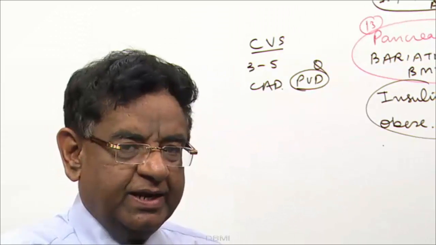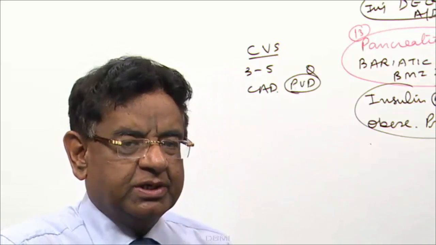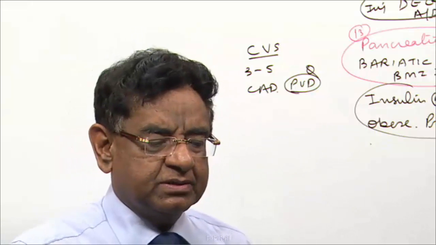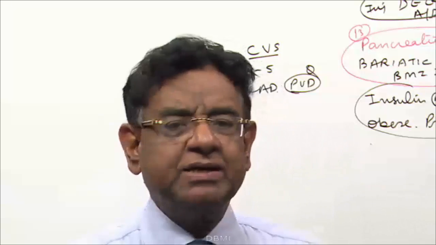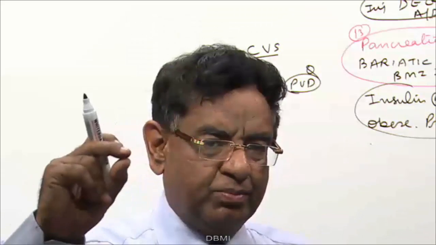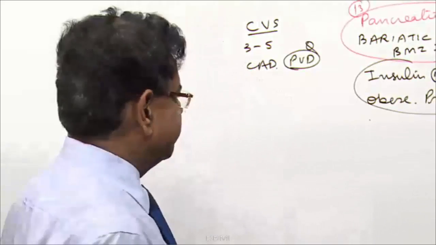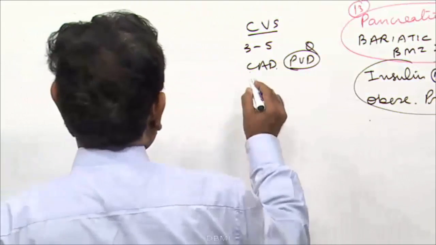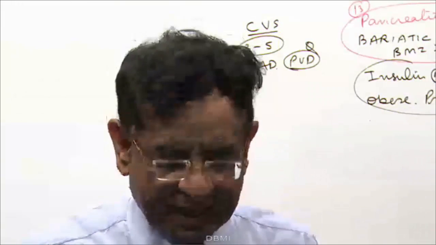And in fact, write down, diabetes is the most common cause of amputation in the world next to trauma. Trauma is of course beyond doubt the first, but among diseases, diabetes is the most common cause of amputation in the world. And I told you, MI is 3 to 5 times more common in diabetic patients.